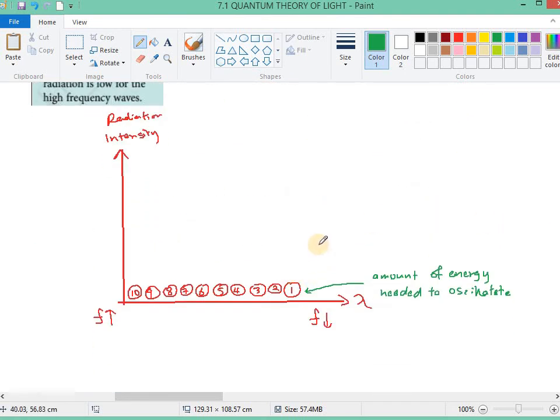So remember, a hot object will emit radiation in all wavelengths. All wavelengths also got. That means from radio wave until very high frequency, from radio wave until X-ray, gamma ray. All also got.